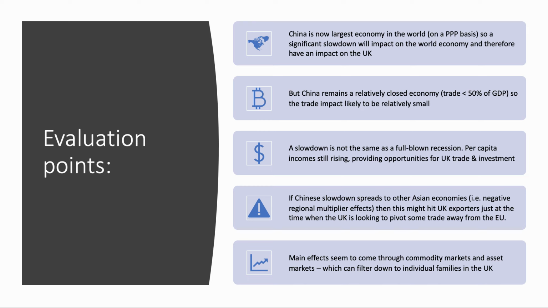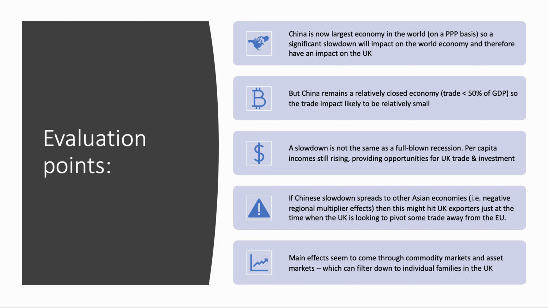My instinct is that the main effect of a Chinese slowdown probably comes through commodity markets, the price of oil and gas, for example, and also asset markets, the global price of shares. And those asset price and commodity price changes can filter down to the impact on individual families in the UK. The wider issue I think to be aware of is one of systemic risk.